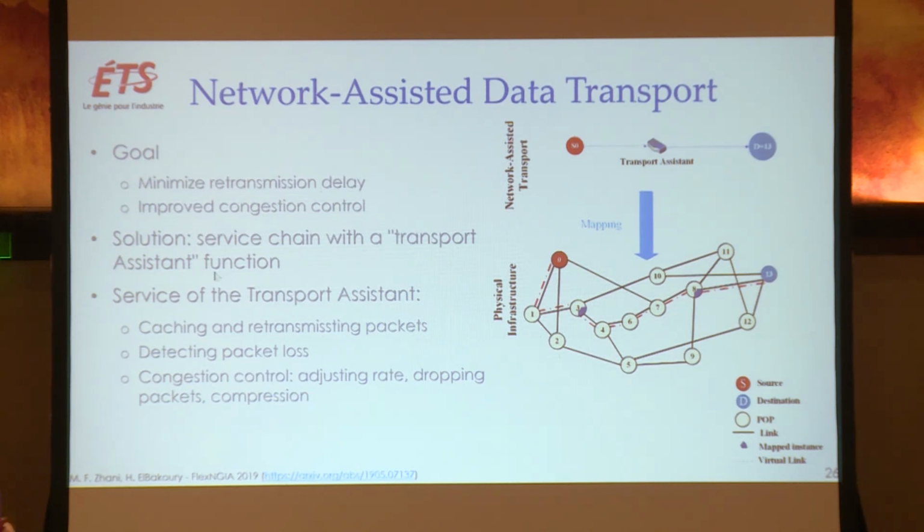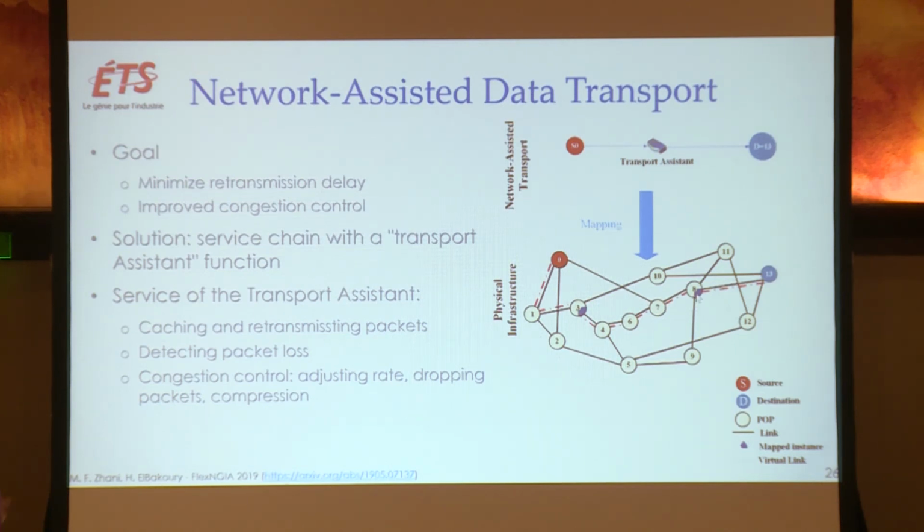An example of a solution is to have a service chain with a transport assistant function. Here we have your chain, the source, the destination of the traffic, and the transport assistant. Once this chain is translated and mapped into the network, we will have two instances of the transport assistant. You can see here, from 0 the traffic will go to destination 13, and we have two transport assistants. This assistant here will cache packets, for example, and retransmit them, so we don't need to retransmit from 0. We have another one here.